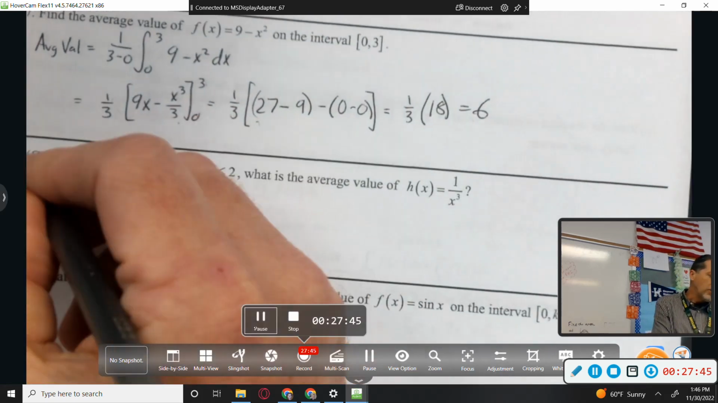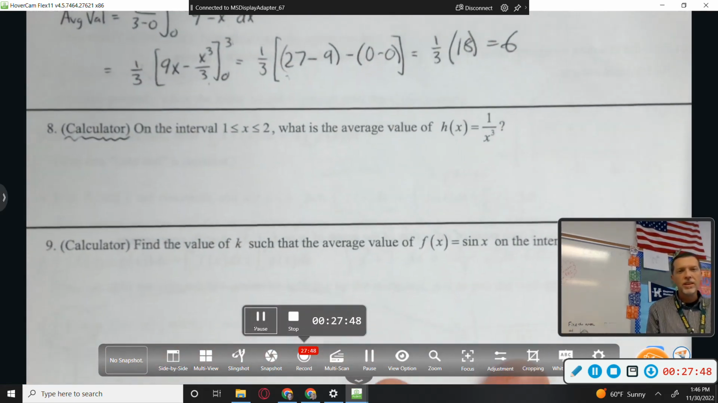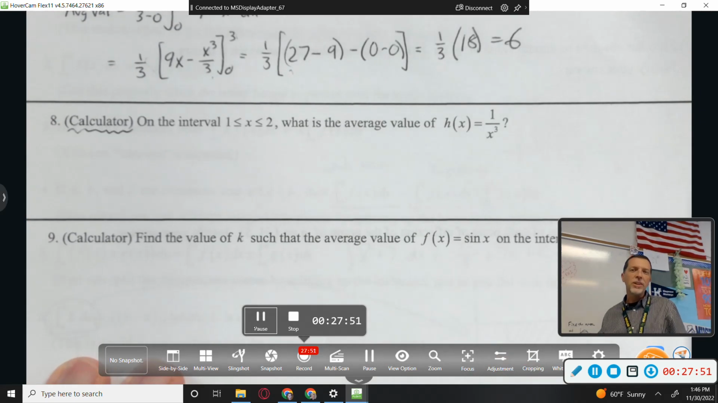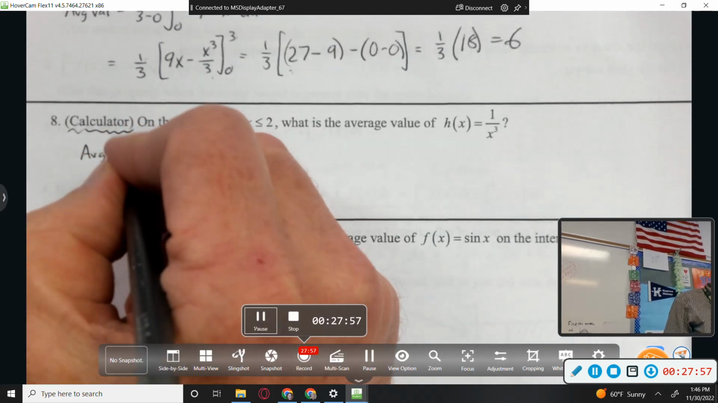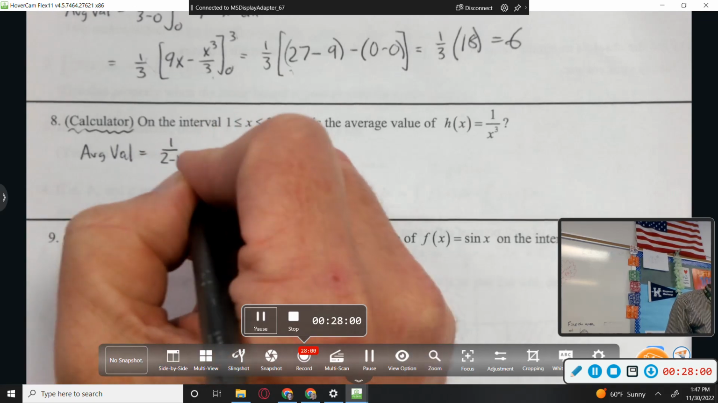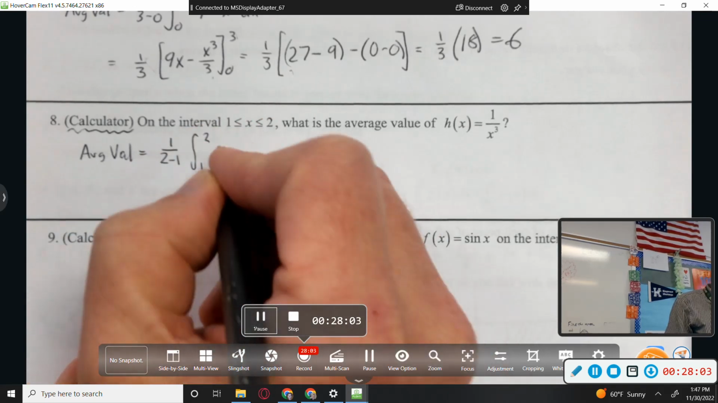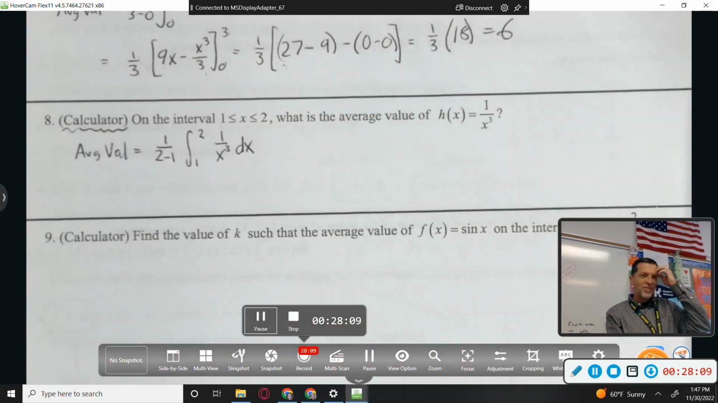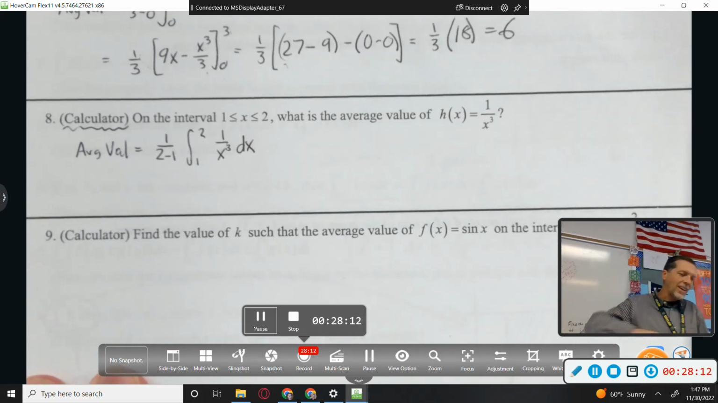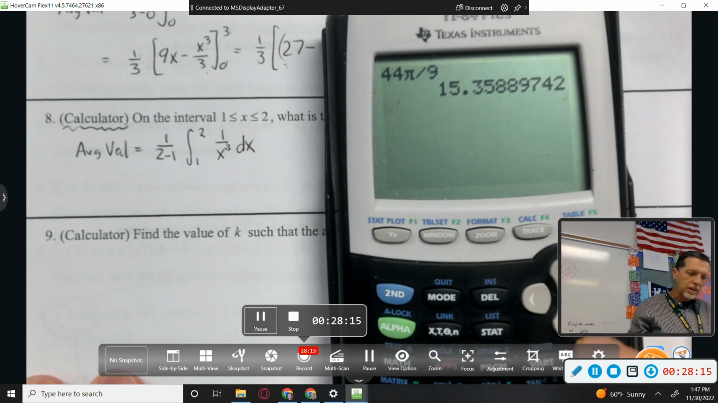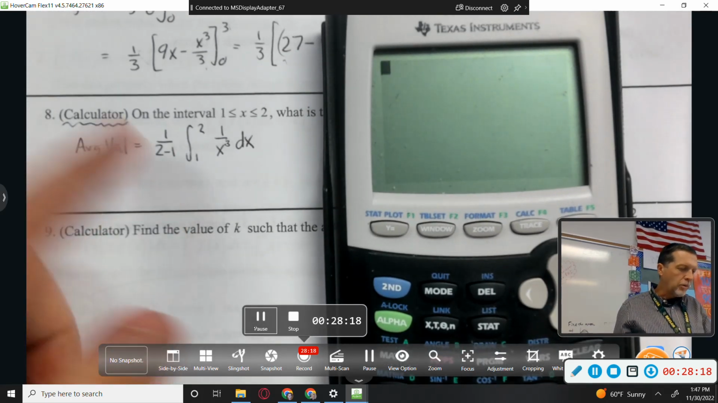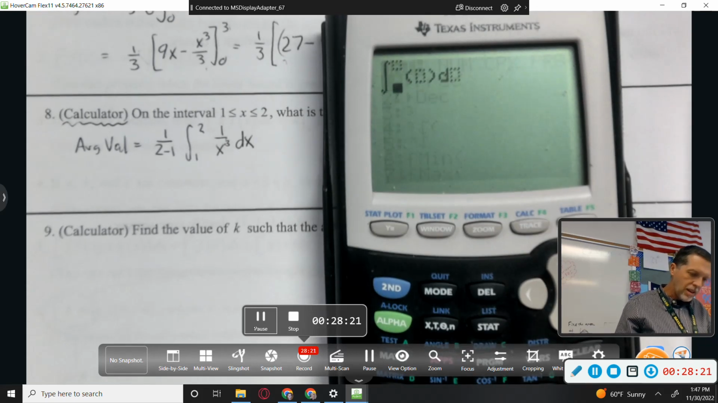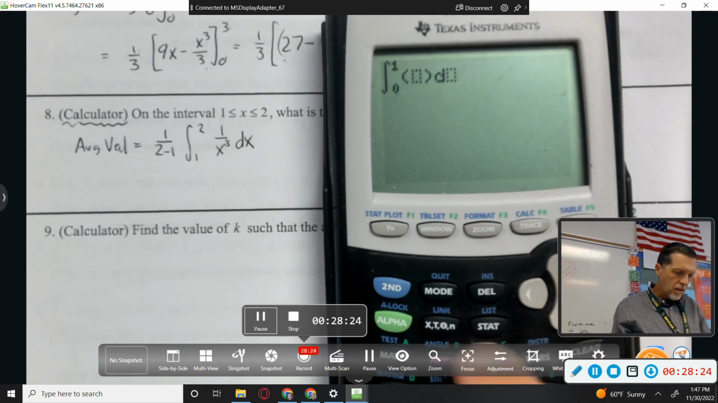Number 8, calculator. That's probably good news. On the interval 1 to 2, what is the average value of h of x? Well, the average value is 1 over the width times the integral. But it says use a calculator, so I don't have to take an antiderivative by hand. I can let the calculator do the hard work. 1 over 1. I don't have to worry about that. So it's just how fast can you type things in the calculator.